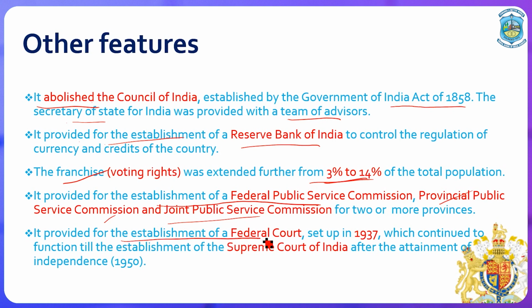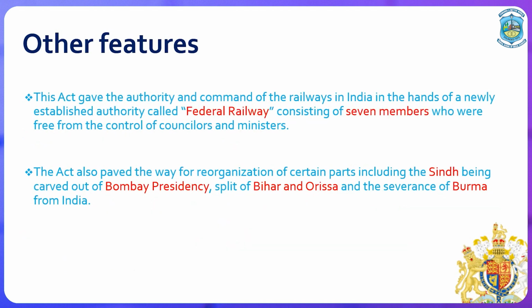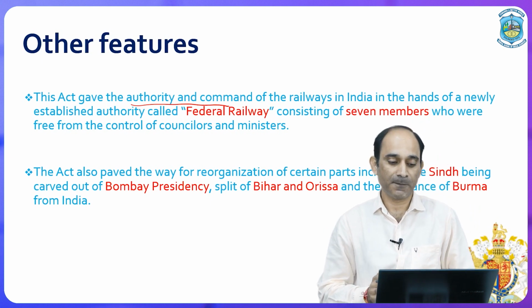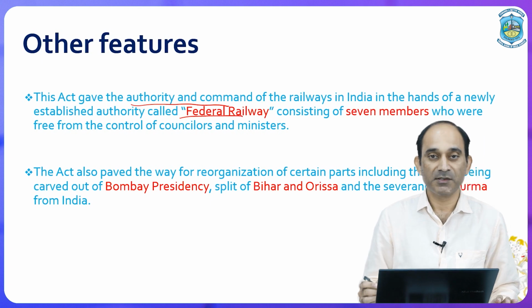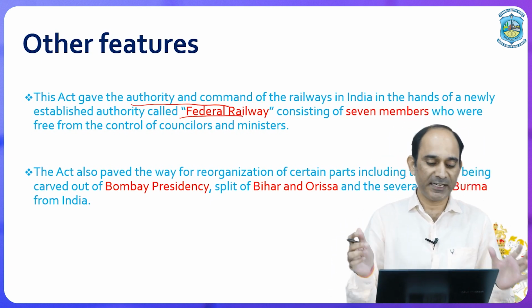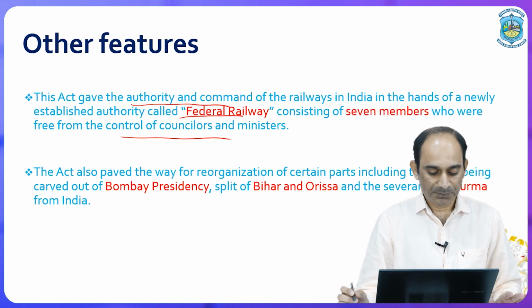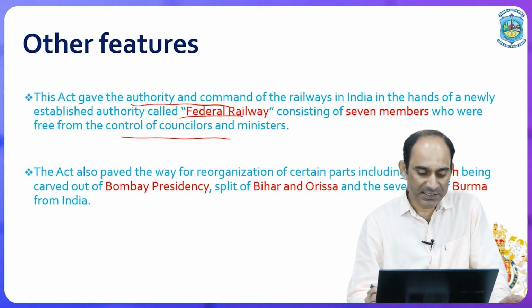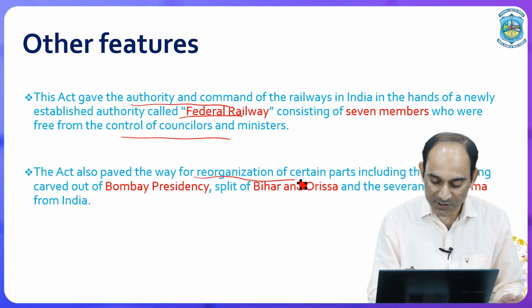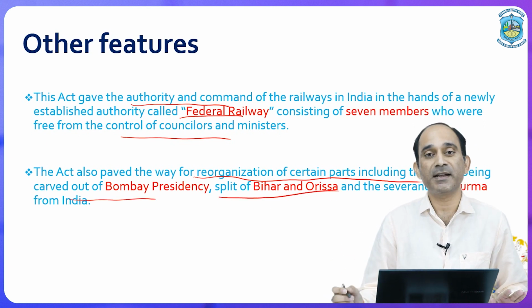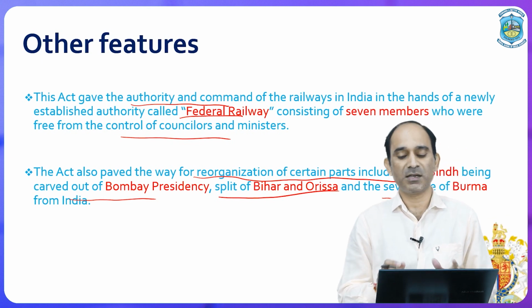It provided for the establishment of the Federal Court, which later became the Supreme Court of India, and it was set up in 1937. This Act gave the authority and command of the railways in India to a newly established body known as the Federal Railway Authority, which would consist of 7 members who were free from the control of the councillors and ministers. The Act also provided an important feature, that was the reorganization of certain parts, including Sindh being carved out of the Bombay Presidency, the splitting of Bihar and Odisha, and the separation of Burma from India.